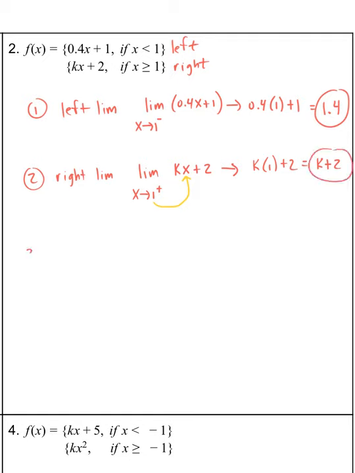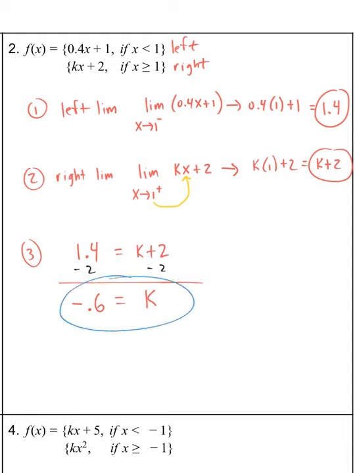And now finally, my third step is we set the left equal to the right. 1.4 is equal to k plus 2. To solve for k, I would just subtract 2 from both sides. Good old algebra. So on the right, I'm left with k. 1.4 minus 2 is negative 0.6. And that is my k. And go ahead, make sure you check your work using your calculator.